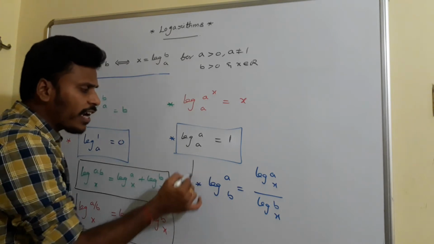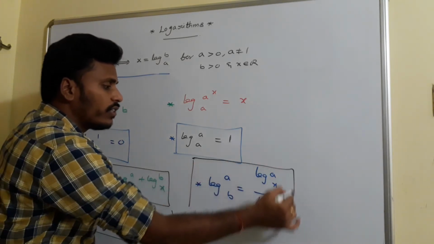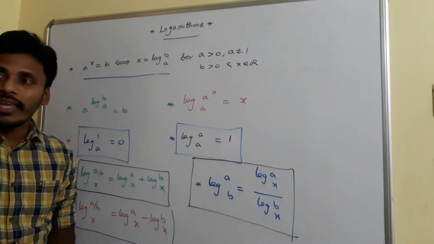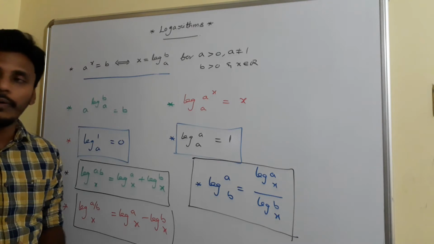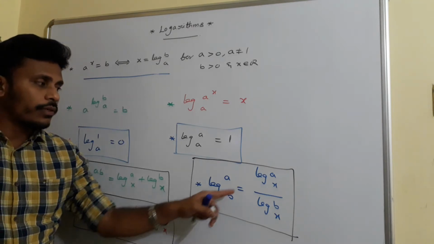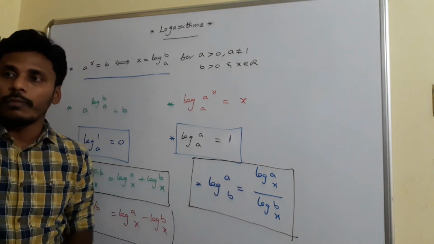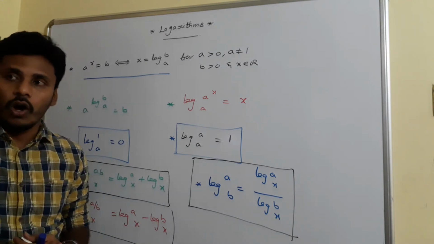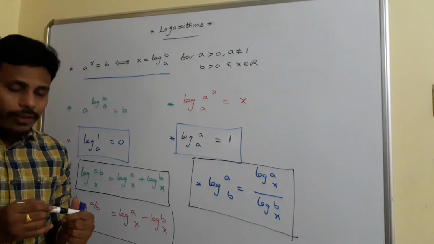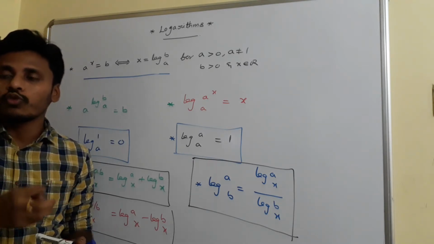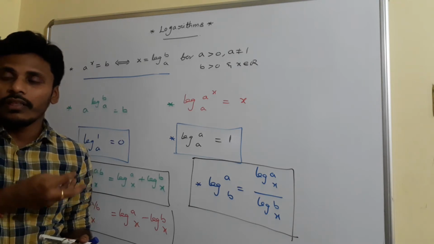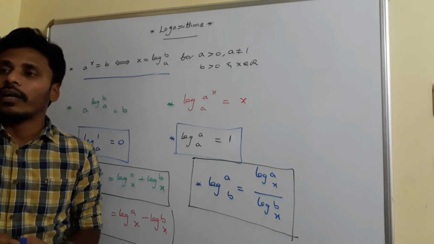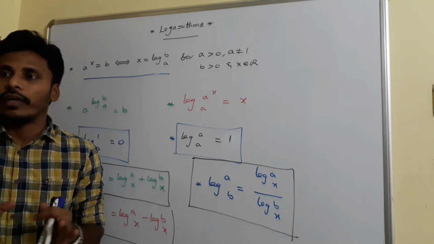And at the end, in the previous class, we stopped at this law that the logarithm of a base b is equal to log a base x divided by log b base x. This is helpful just to convert the base of the logarithm also. These are the laws. All these laws act like different tools to solve problems. If you keep all these in mind, then automatically you are able to solve the problems in a very simple manner.